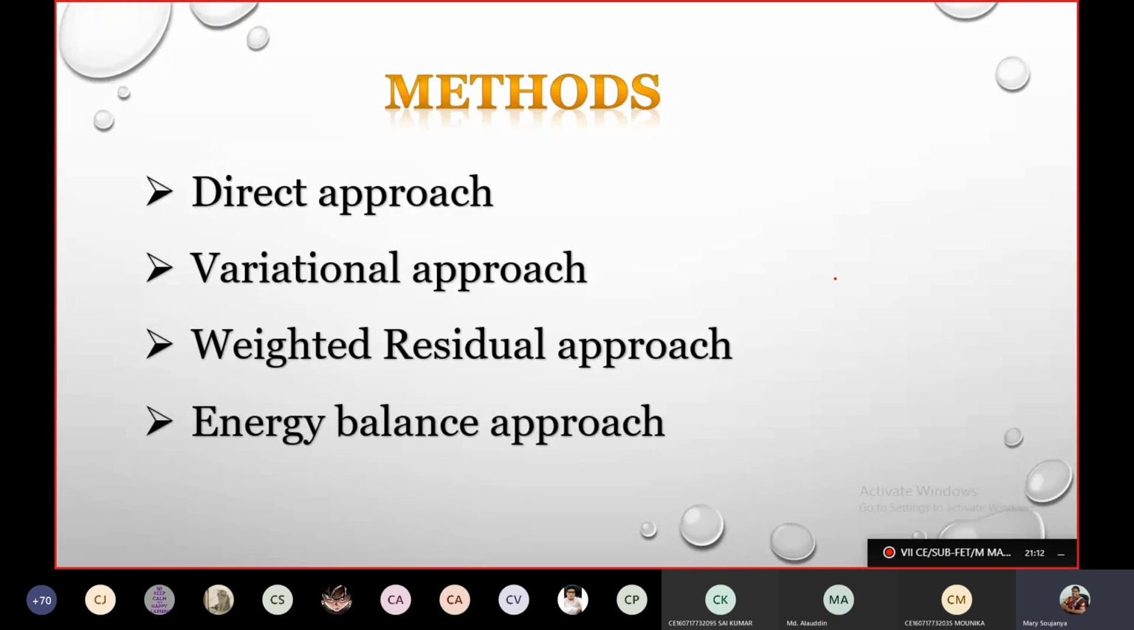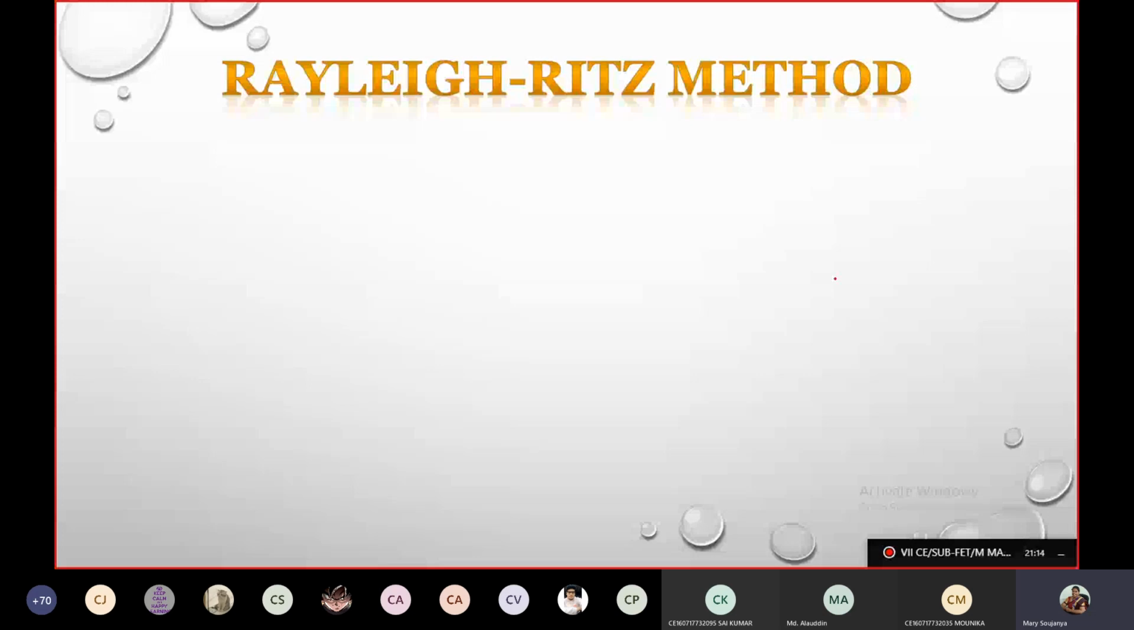We'll go for the first methodology. What we are looking into today is the Rayleigh-Ritz approach. As I already said, where does the Rayleigh-Ritz method come, into which category or type of approach? Variational approach.